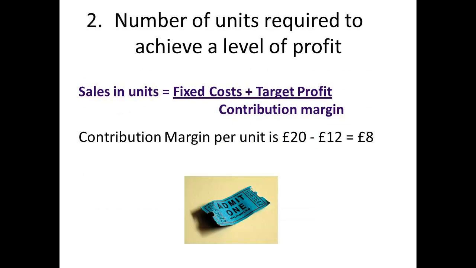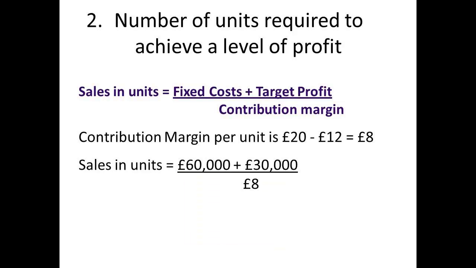Now, the number of units required to achieve a level of profit. Our target profit was £30,000. We know that the contribution margin is £20 less £12, which is £8. Our sales in units will be equal to the fixed costs plus the target profit, divided by the contribution margin. This is 60,000 plus 30,000 divided by 8, which comes to a total of 11,250 tickets.